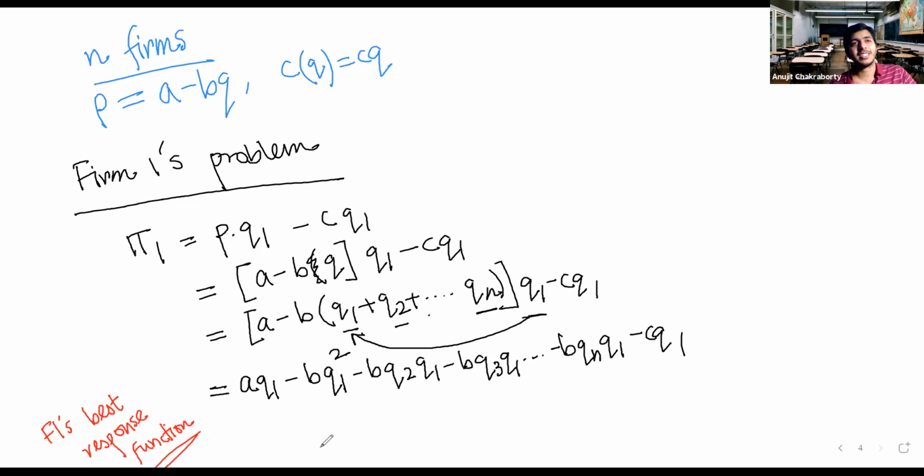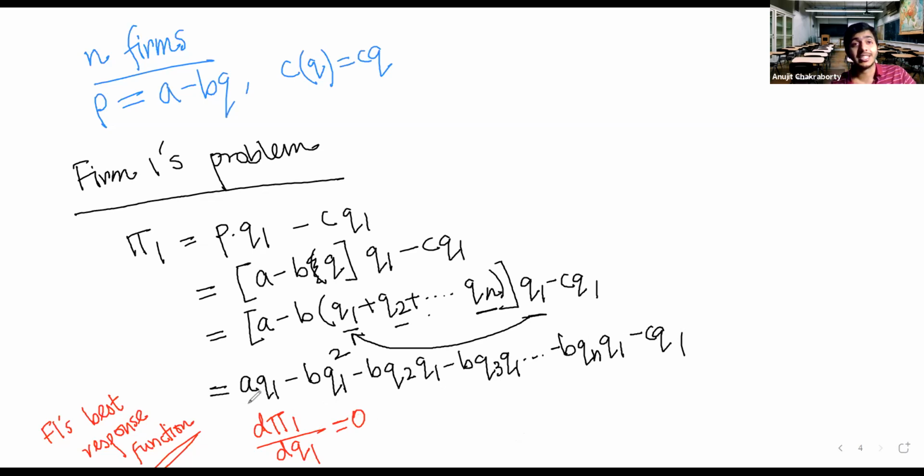So if you try and figure that out, what firm one has to do is this: firm one cannot control anyone else's production, but firm one can control her own production. And firm one is going to try and do the best she can with respect to her own action, her own production. So what that means is she wants d pi 1 dq1 equal to 0. That's what she wants to do. So let's try and figure out what d pi 1 dq1 is going to be.